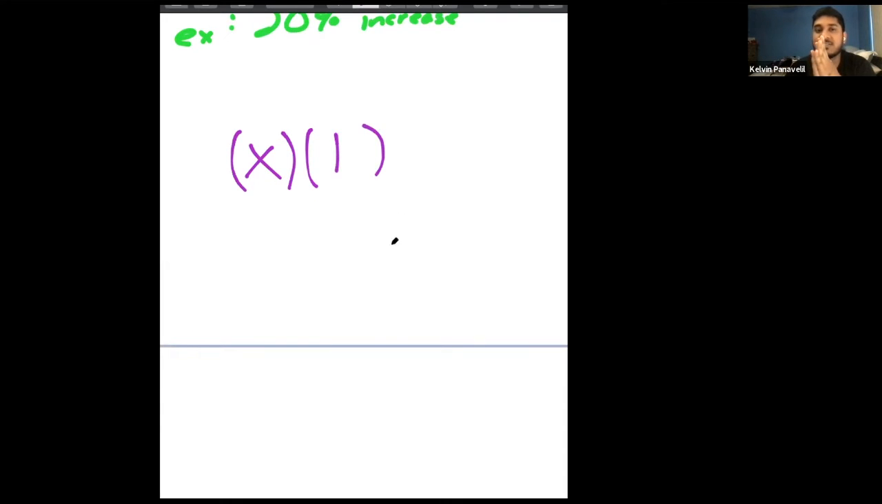So essentially we're saying we have 1x, or 100% of x. So we're increasing from 1, or we're decreasing from 1. Just remember that: you have the initial amount.